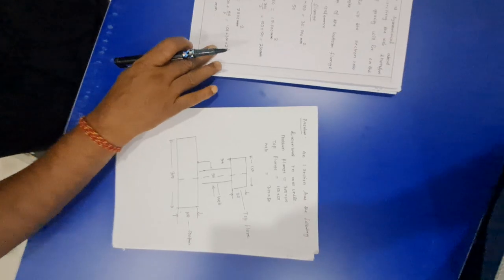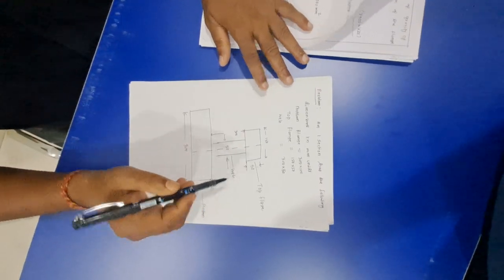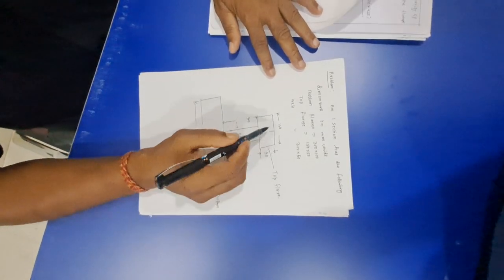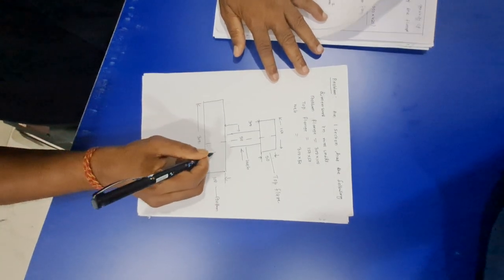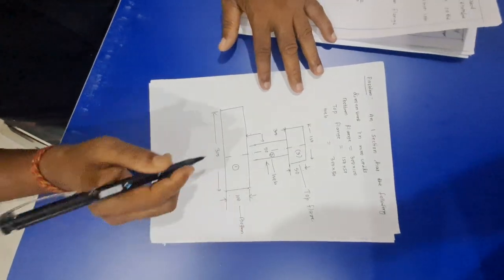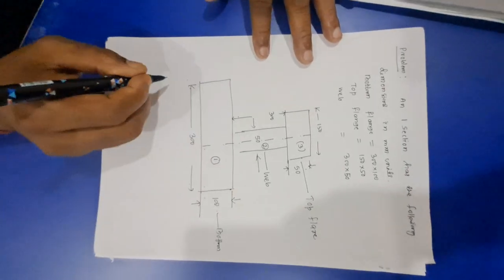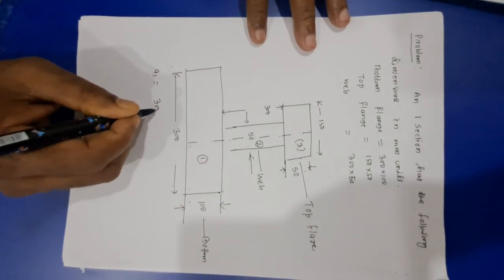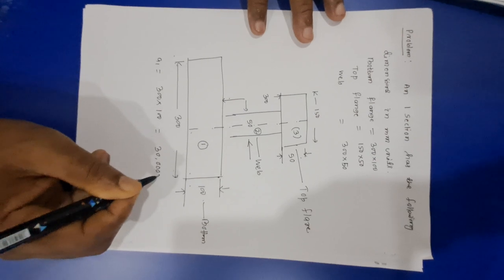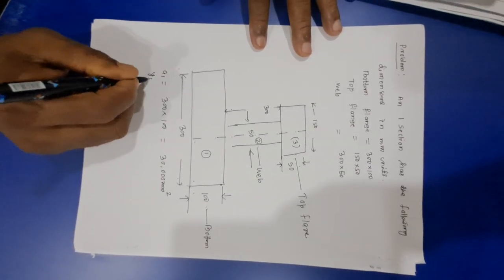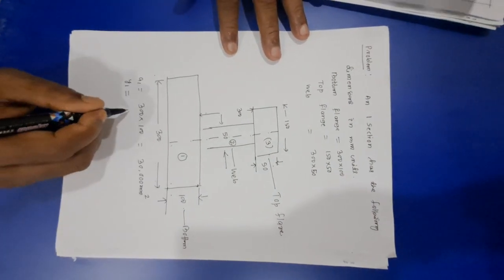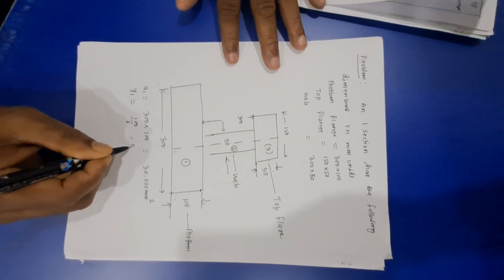Now, first split the section into 3 rectangles. This is section 1, this is section 2, this is section 3. Now, the bottom flange. Area A1 is equal to 300 into 100 is equal to 30,000 mm square. Now, y1: this height is 100, therefore y1 is equal to 100 by 2 is equal to 50 mm.